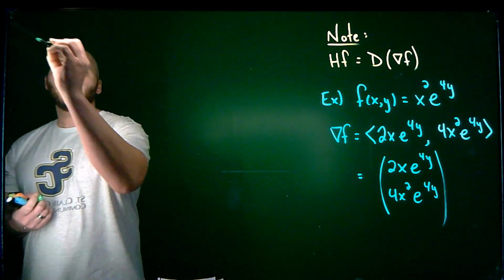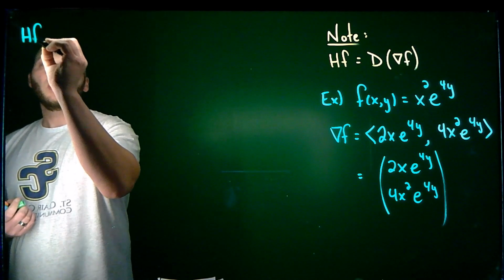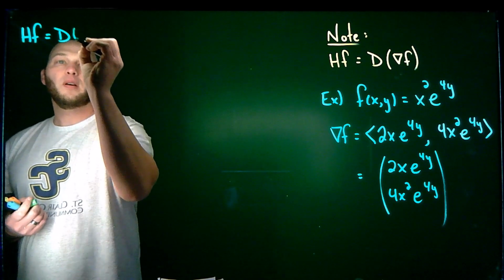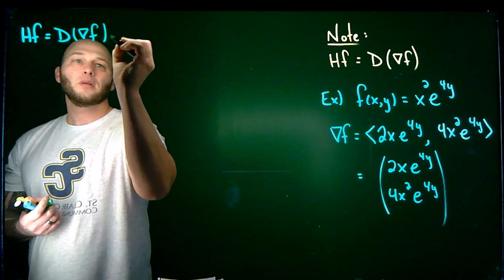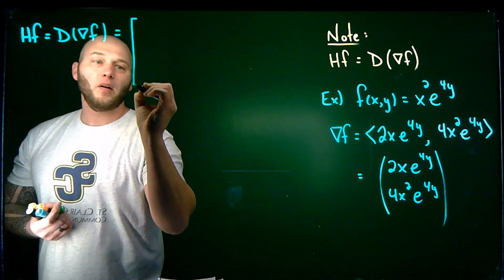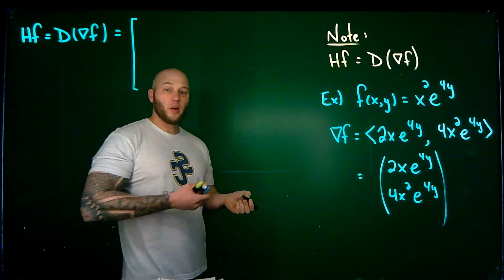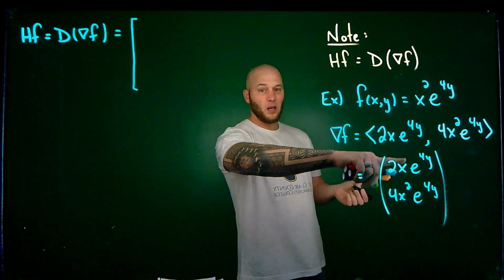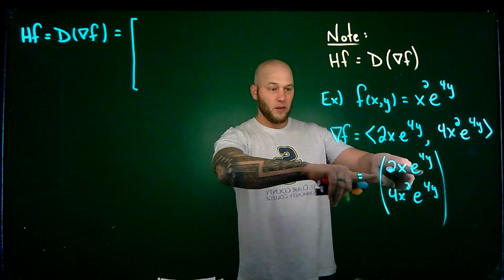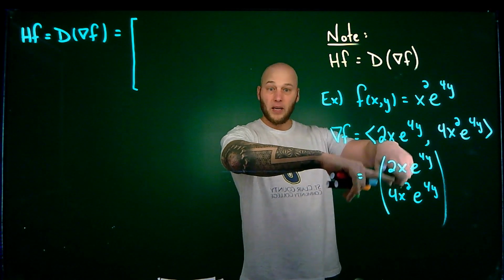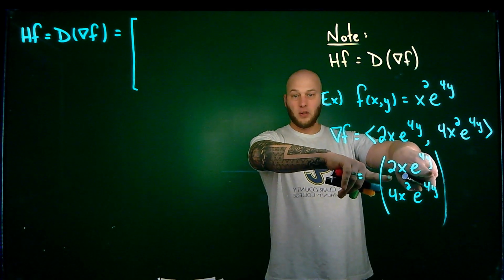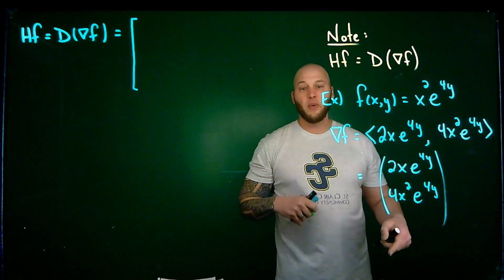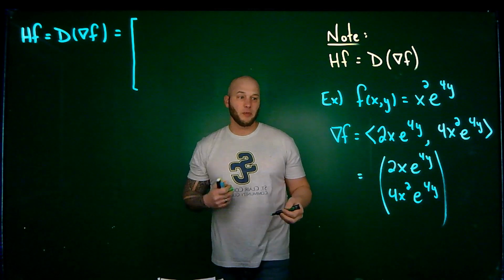Then the Hessian of the original function, which is the total derivative of the gradient, consists of a matrix where the first row is, ignoring the fact that this is already a gradient, I would take the gradient of the first component function, the gradient of the second component function, and then just list the entries.